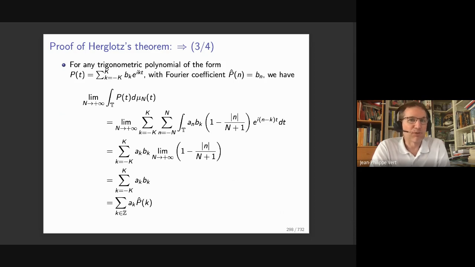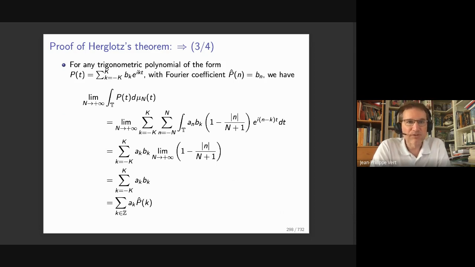Importantly, the trigonometric polynomials are dense in the space of continuous functions. So this will be our way to go to the limit over mu n, seeing it as a functional over continuous functions. But to do that, we will use the approximation mu n applied to trigonometric polynomials. All right, so I will not detail the calculus here. You can just redo them by yourself.